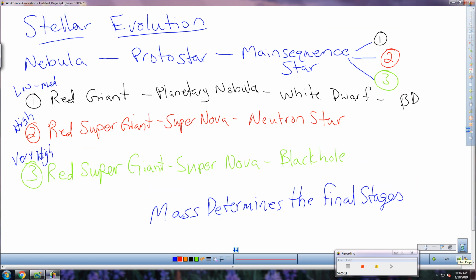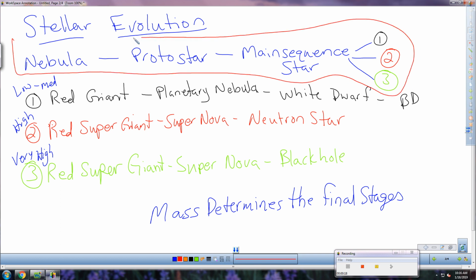Stellar evolution, I'm going to kind of just walk you through this one. Everything goes through these first sequences. Everything's going to start out as a nebula. Everything's going to turn into a protostar. And everything is going to go through the main sequence star phase. After that, the mass of the star is going to determine how it finishes out its life.